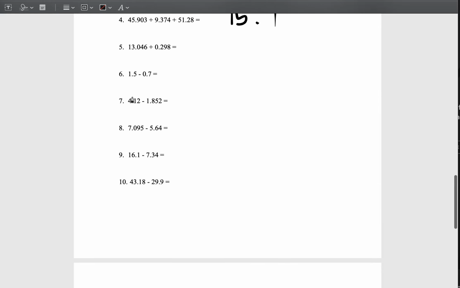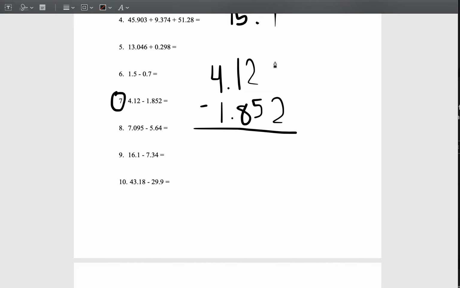Let's do one more question, number 7. 4.12 minus 1.852. Now, if there's a space above, what we have to do is just add a 0 here, and just subtract. So you know that 10 minus 2 is 8, and since we borrowed, put this to a 1, and since 1 can't do 5, add another 1. 11 minus 5 is 6.